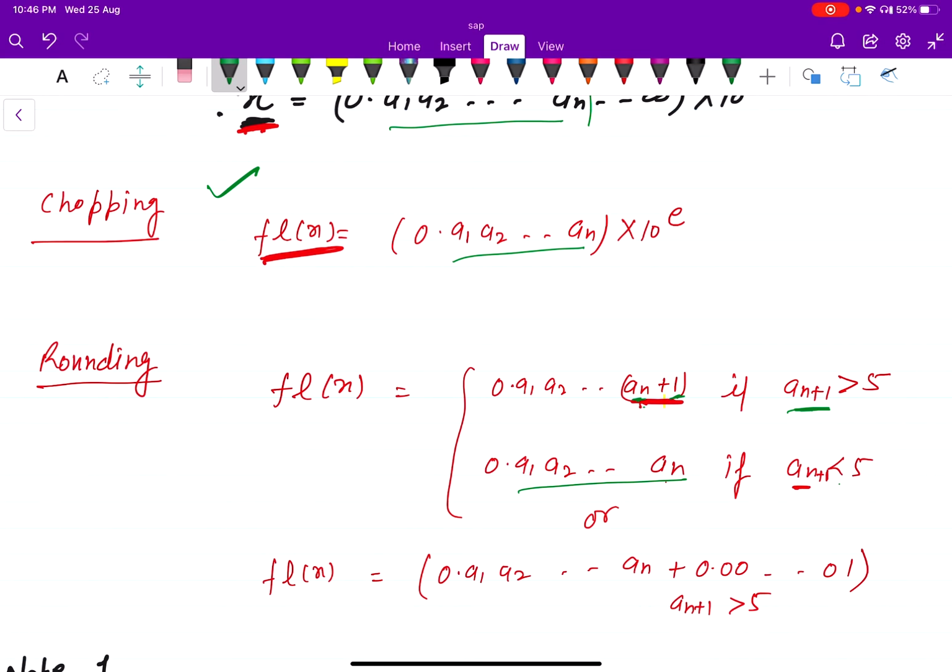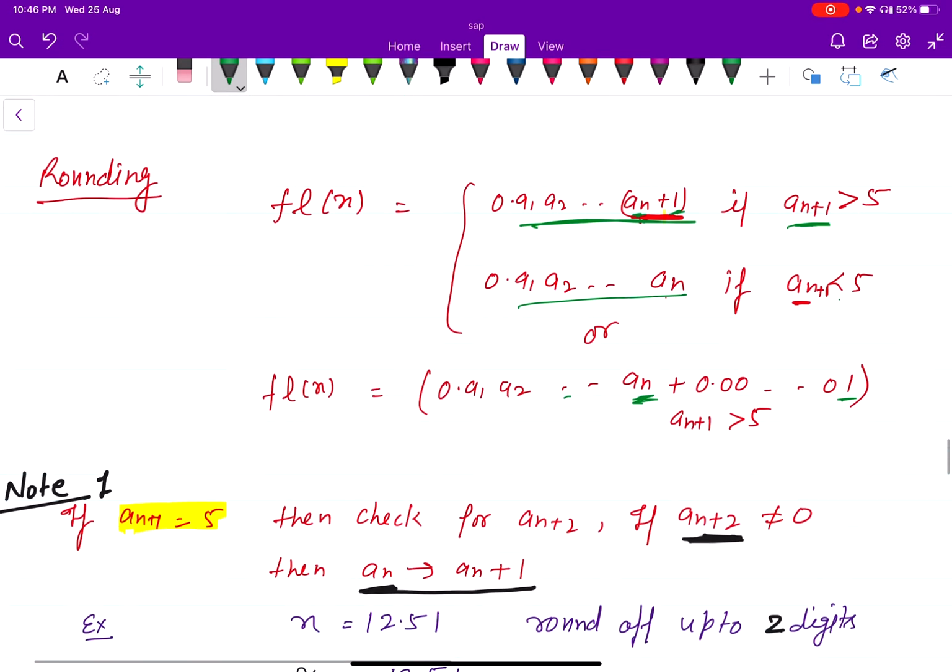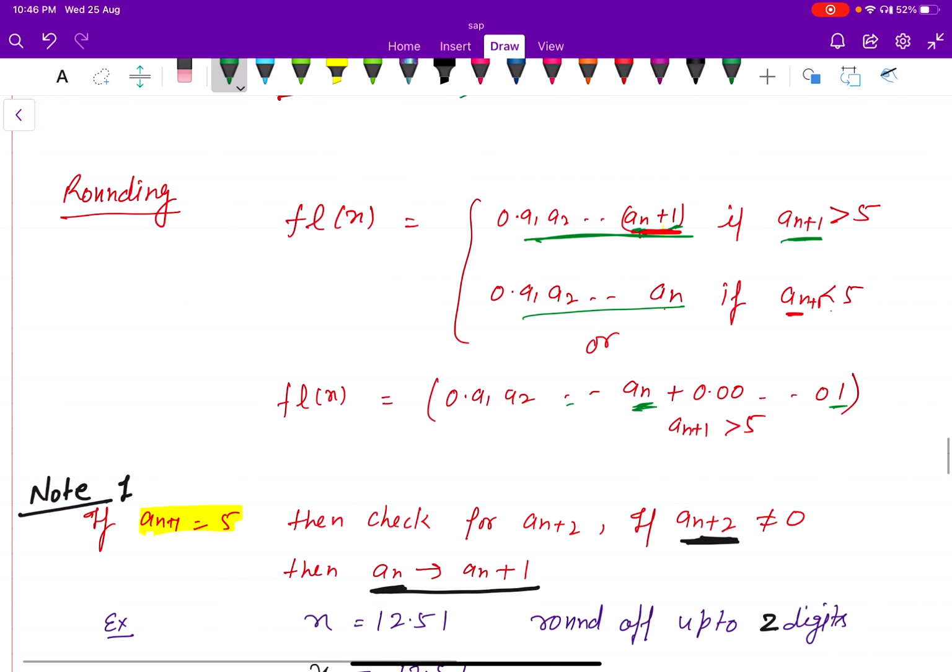So we can write this in this way also: 0.a1, a2, a3, an plus 0.0001. That means we are adding one number to an. Okay. One more case: if an plus 1 is equal to 5. We have discussed the case when an plus 1 is greater than 5, or an plus 1 is less than 5. Now let us discuss the case when an plus 1 is equal to 5.